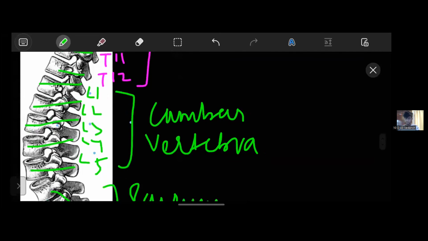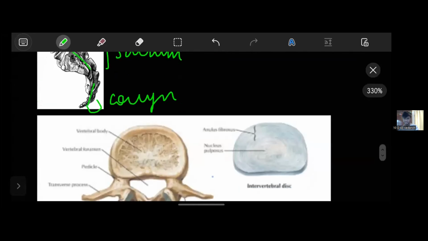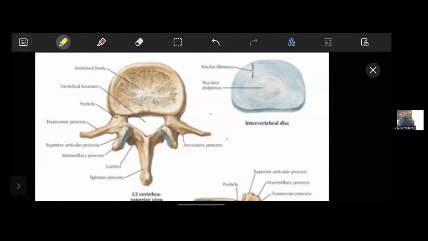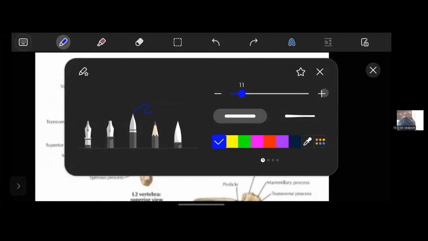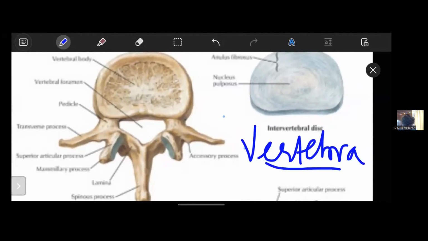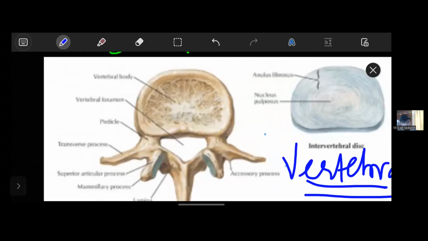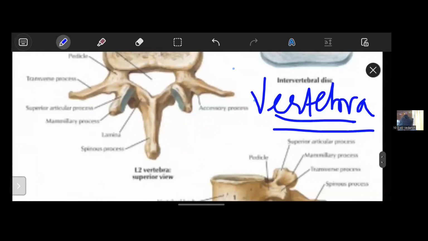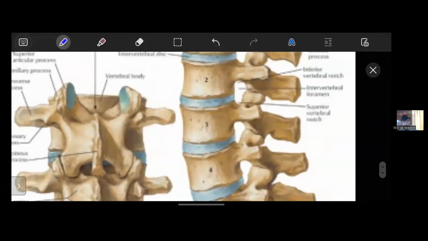Now, let us look in more detail at a disc. This is a single vertebra in front of you. Sorry, this might not be visible again. You don't have to say single vertebra because vertebra is the singular word. Okay? Vertebra. So, let us look at it. This is, I guess, L2. This is lumbar. Okay, this is lumbar vertebra. Sorry, I took out the wrong picture. This is the lumbar vertebra.